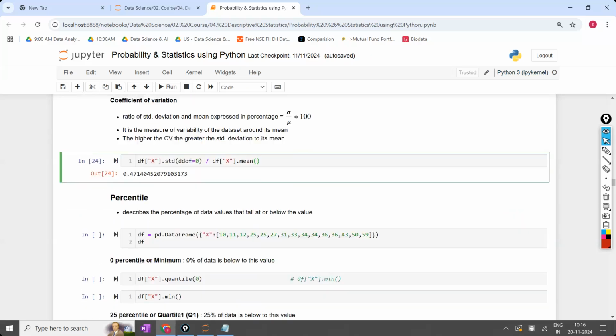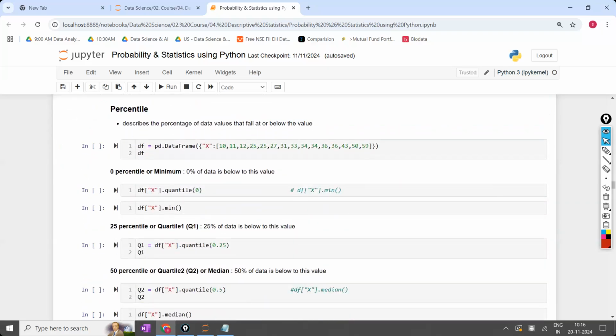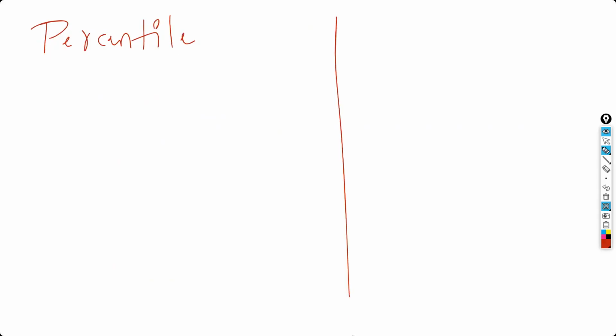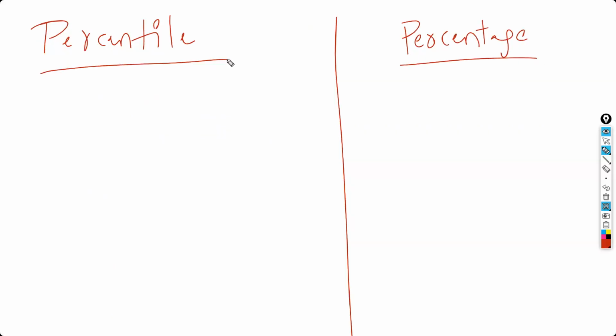Now, the next concept we are going to discuss is called percentile. This is one of the most important ones. Now, what is meant by percentile? There is a lot of difference between percentile versus percentage. And this is an interview question. What is the difference between percentile versus percentage?